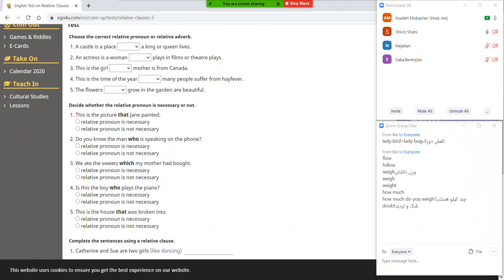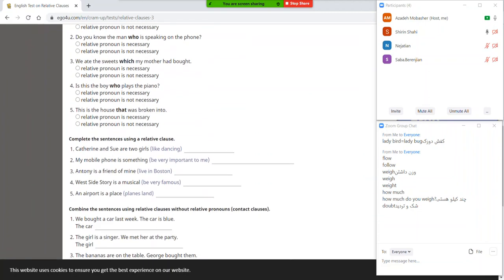Okay. The next question. Decide whether they're necessary or not. Just say necessary or not, okay? This is the picture Jane painted, not necessary. Do you know the man who is speaking on the phone? Necessary. We ate the sweet my mother had bought. Not necessary. Is this the boy who plays the piano? Necessary. This is the house that was broken into. It's necessary. What does this sentence mean?